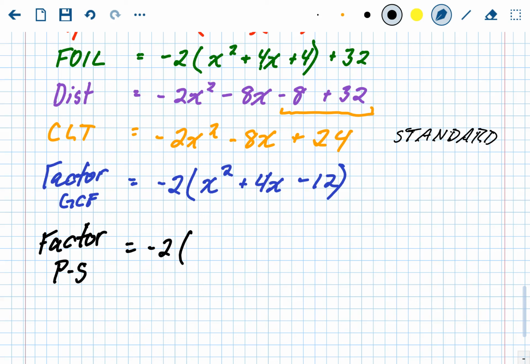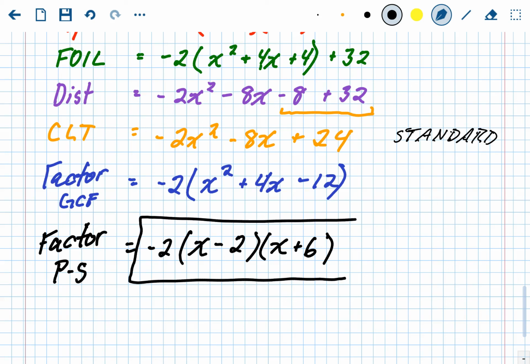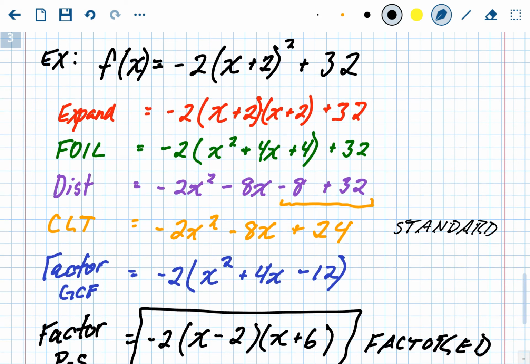So find out what multiplies to -12 and adds to +4. The -2 stays out front. We know it's going to be x and x. So what multiplies to -12 and adds to +4? That's going to be -2 and positive 6, which is now in factored form. So again, just going through these three forms, we started in vertex, we ended in factored. We also hit standard on the way.